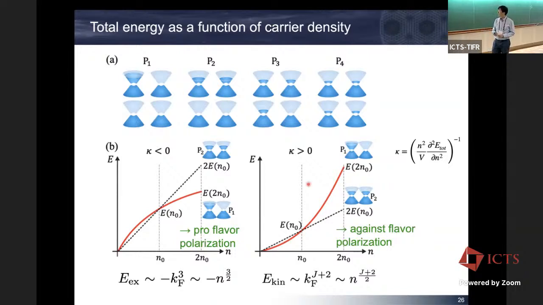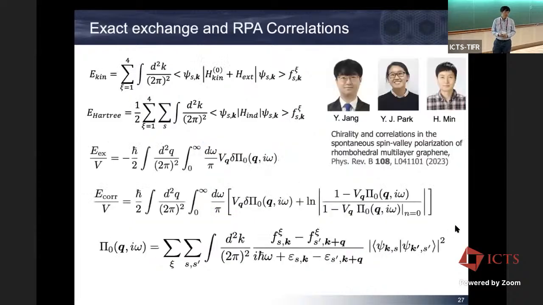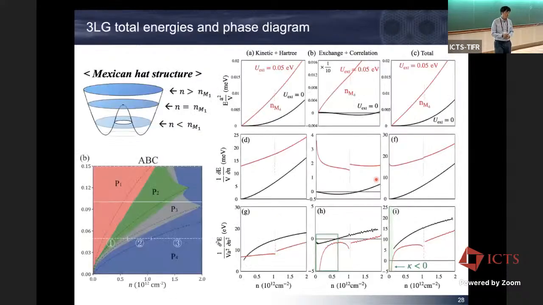And so this is also associated with the so-called compressibility of the system. And we can do a breakdown of the energetics, of the kinetic energy, the Hartree energy, the exchange, and the Coulomb correlations within the RPA level, where we calculate all these density response functions. Well, this is a complicated figure, but I just wanted to highlight a few aspects.